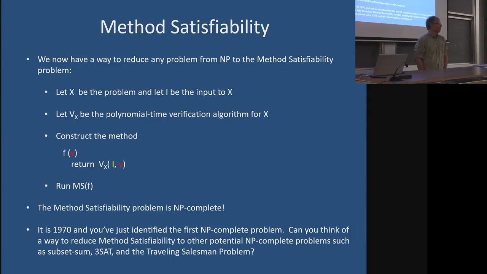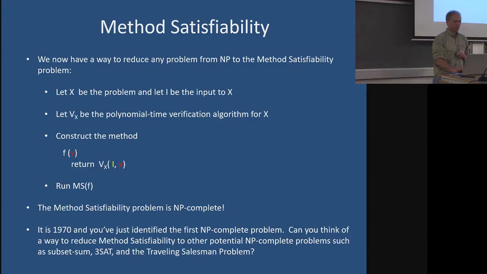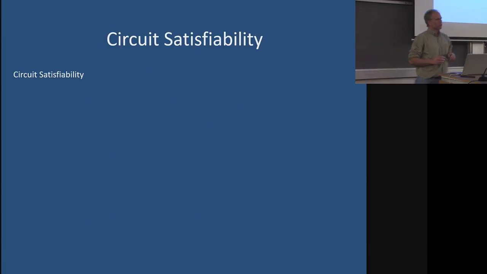I think if this had been the original NP-complete problem, they would have had to go find a different one because it's hard to see. Well, I haven't thought about it that hard, but we'd have to find some way to relate this to these other famous problems. Fortunately, Cook didn't have that problem. So the original NP-complete problem was circuit satisfiability, not method satisfiability. It was circuit satisfiability.